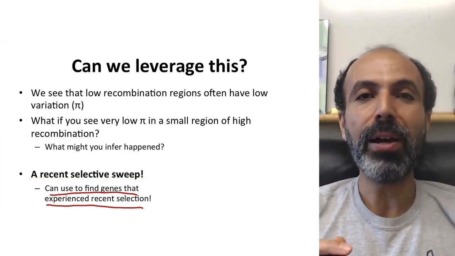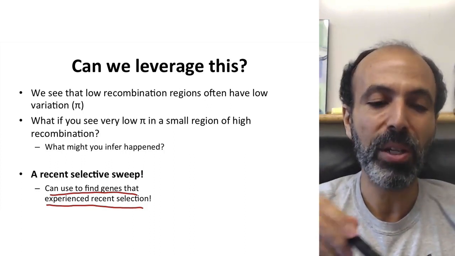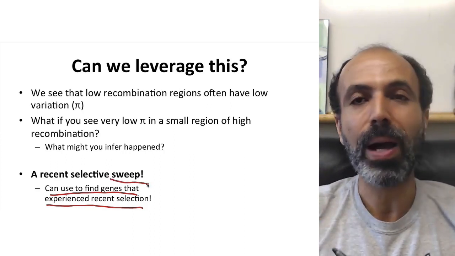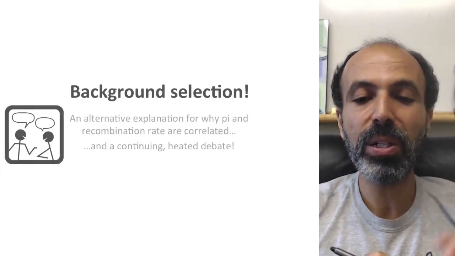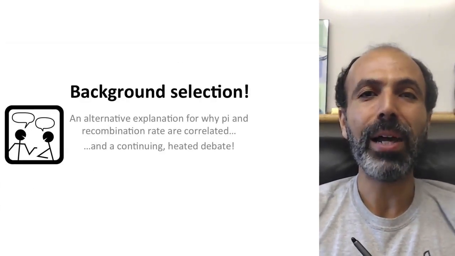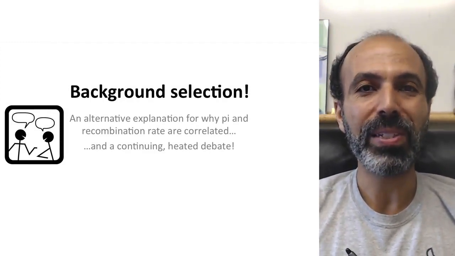Now, this overall pattern I've described to you in the context of adaptive variants spreading through the population, these frequent sweeps through the population. There is an alternative hypothesis. This alternative hypothesis for why pi and recombination rate may be correlated is referred to as background selection. We'll come back to background selection in the next video.